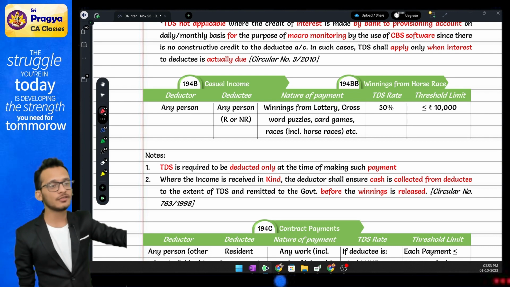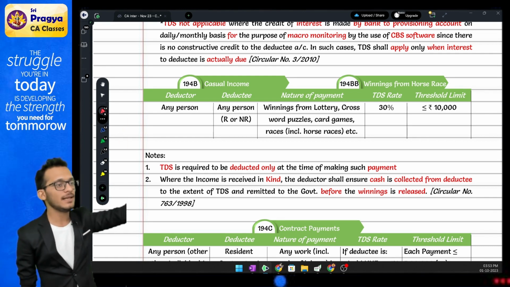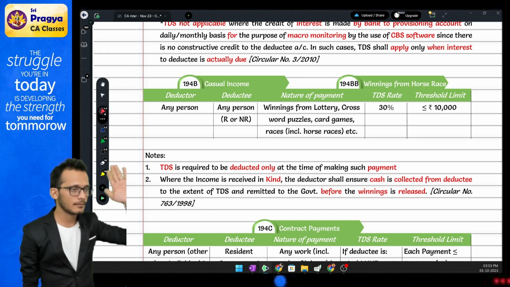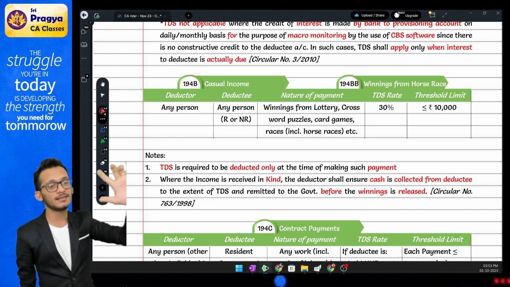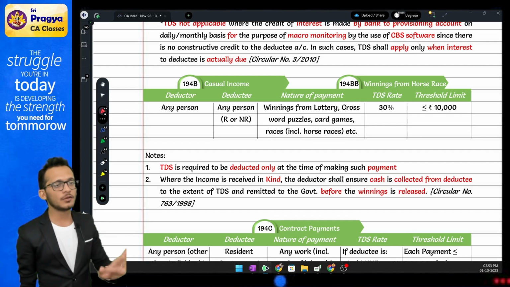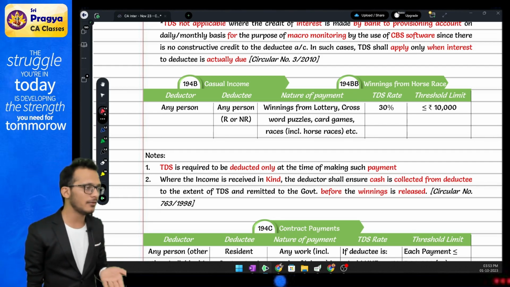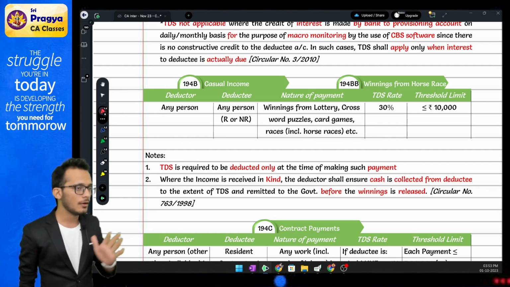Then the question will ask you, should you pay advance tax? What you will do is compute the whole tax including cess, but the TDS will be given only without the cess. So you will check whether the surcharge and the cess is going beyond 10,000. If it is going beyond 10,000, then advance tax will apply. If it is less than 10,000, advance tax will not apply.